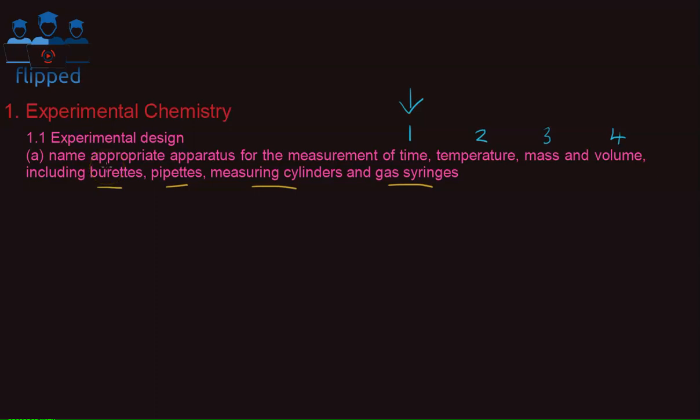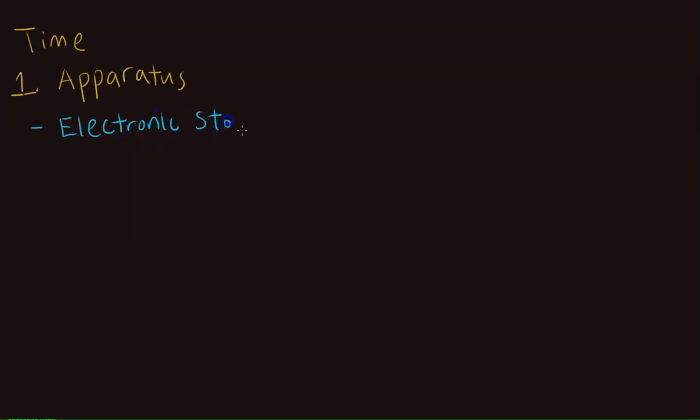Time. So, for time, let's break it down into three portions. First one would be apparatus. That is to say, what instruments can we use to tell the time, basically. First is using an electronic stopwatch. Second is using a mechanical stopwatch.